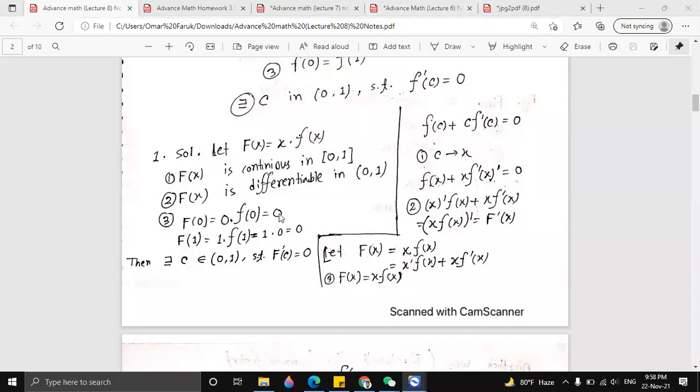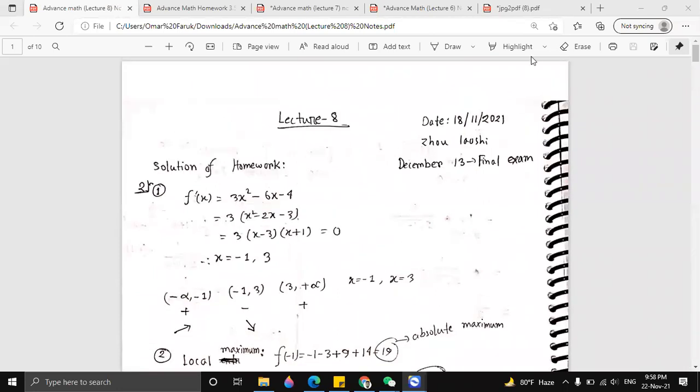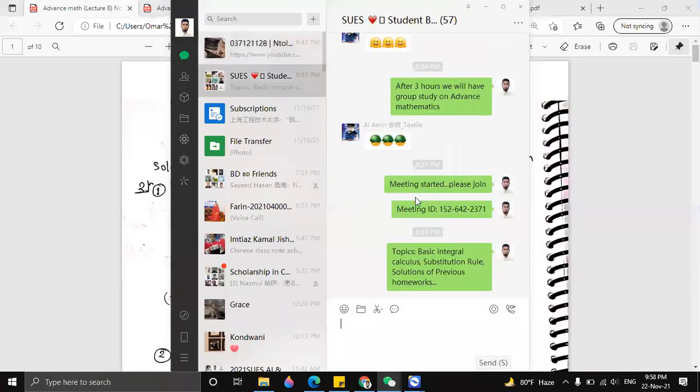So today our topic is Advanced Mathematics Lecture 8, and we are going to talk about basic integral calculus and the substitution rule, and also we are going to talk about the previous homeworks.